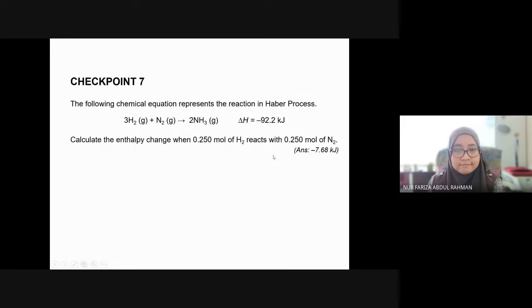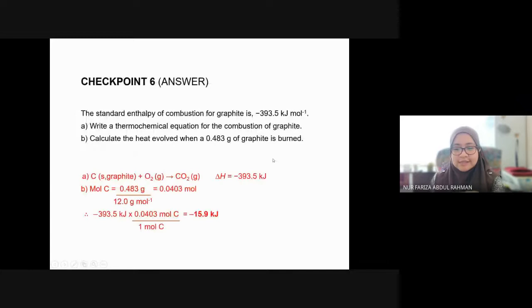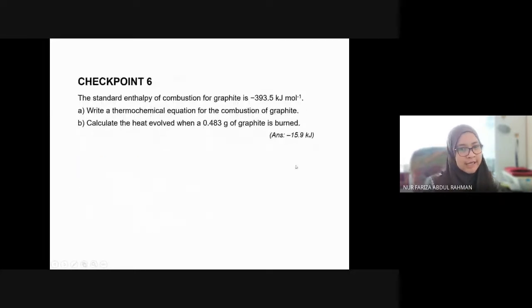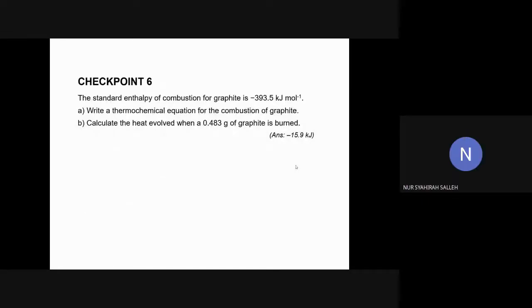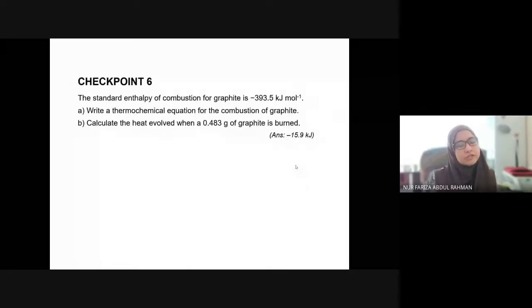Whoever knows can try. Whoever is confused can think about it. Yeah, are you done with checkpoint 6, guys? Yes. Okay, maybe we can go through checkpoint 6 first.